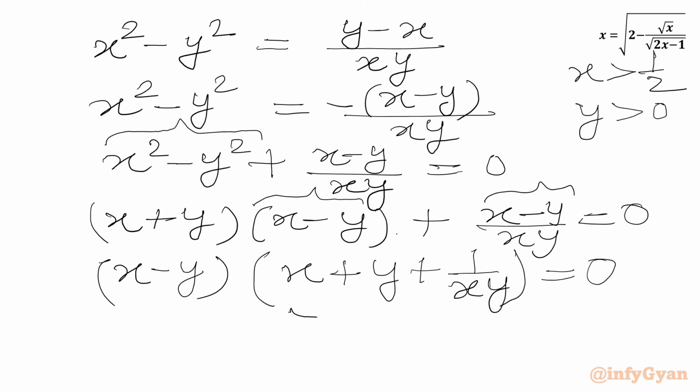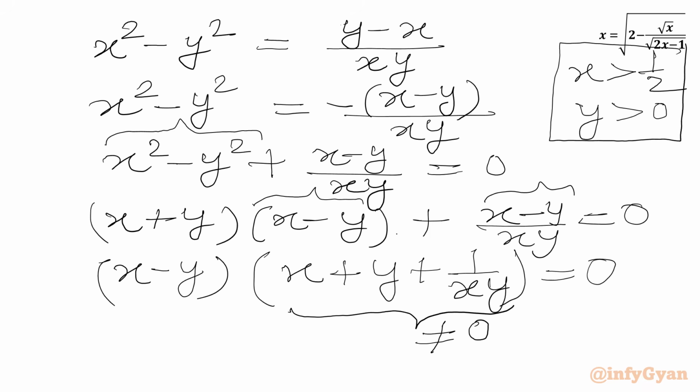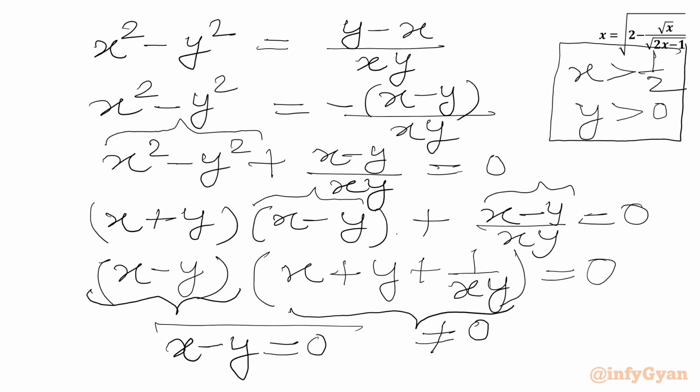So I can say this bracket must be greater than half. So this cannot be equal to 0 because x is greater than half, y is positive. So x plus y plus 1 over xy must be a positive quantity. So the only thing possible is x minus y equal to 0. So from this equation we will write x equal to y, or y equal to x.